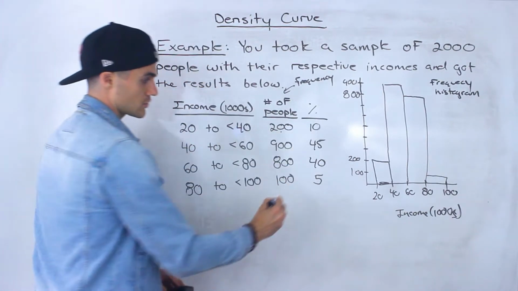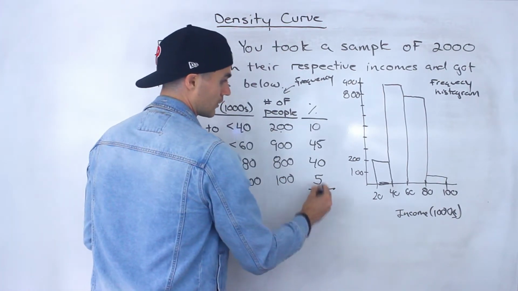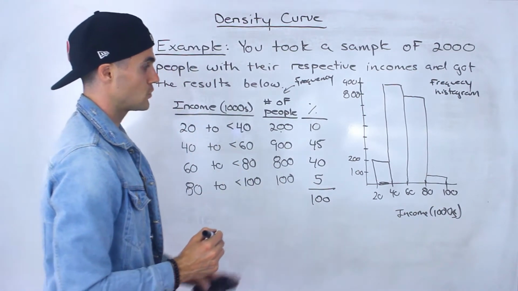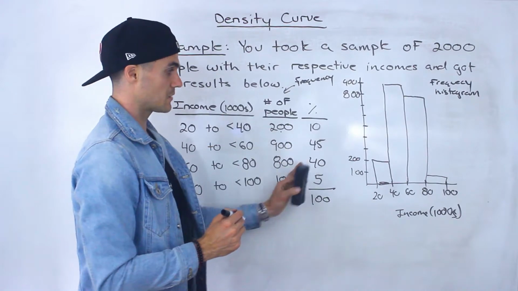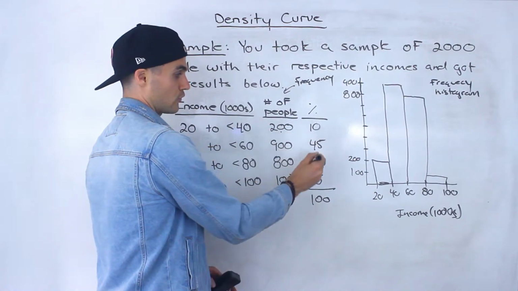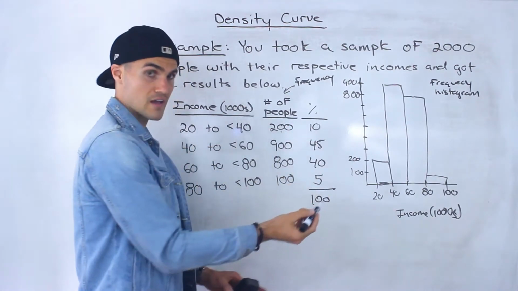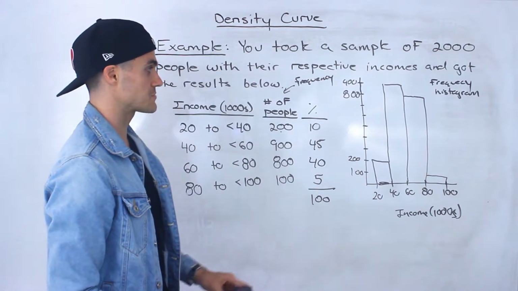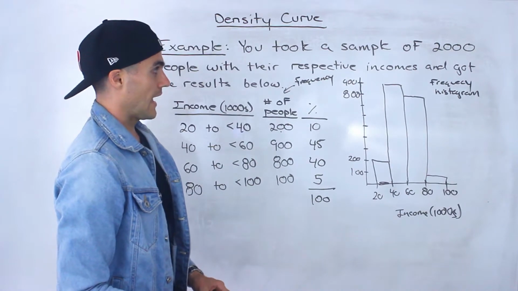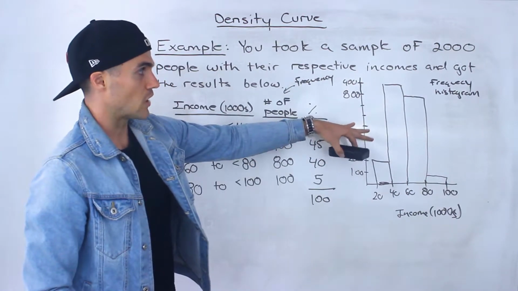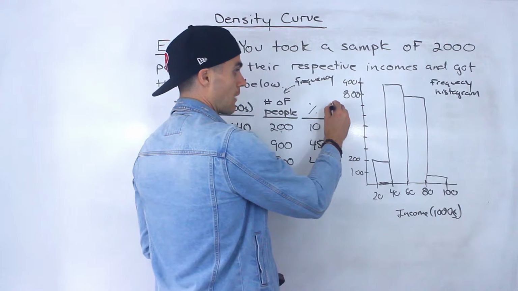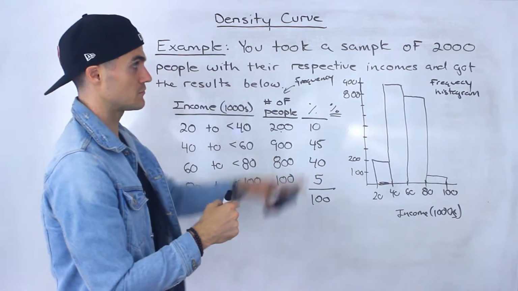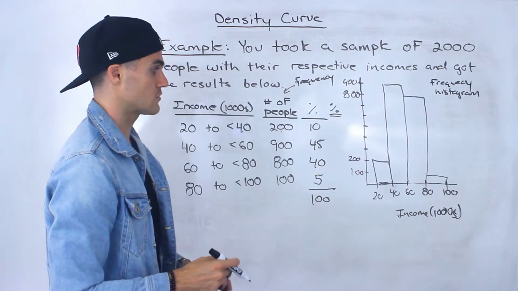And this column here should add up to 100. And notice if you do add up all those numbers, they will add up to 100. And if you were going to put these numbers in decimals, so like 0.1, 0.45, 0.4, 0.05, they should all add up to 1. I'm going to just keep it as percentages here. And so to change this to a relative frequency histogram, basically that y-axis just has to be a percentage. Now, the percentage of people from this sample of 2,000.